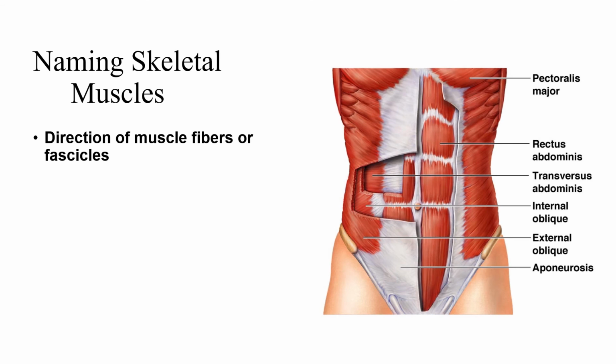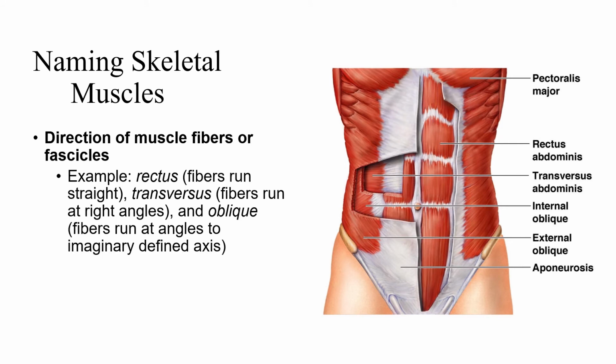The direction of the muscle fibers also can be incorporated into the name. And so, for example, and this happens when we look at the torso, we can have fibers that are rectus, which means that they are going to run in straight lines. Something that's transverse means it's going to run at right angles. Oblique is going to be at an angle.